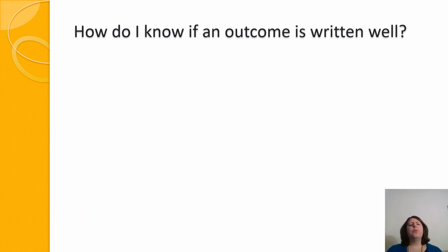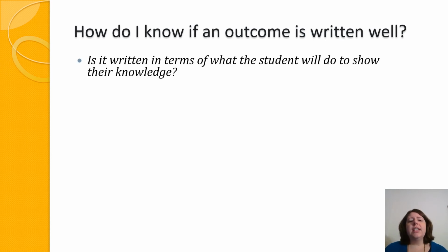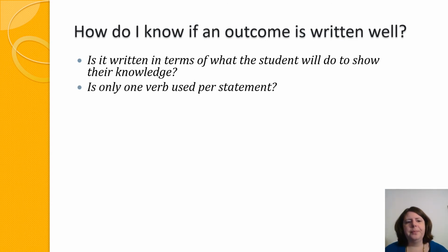So how do we know if we did a good job writing our outcomes? Well, there are a few key mistakes that people make that we can highlight. One is, did you write the outcome in terms of what the student is doing? It's very easy sometimes for us to list out what we do as instructors. So you have to think, did I just write out what I'm going to do or what the student is doing to show me that they know this particular topic or concept?